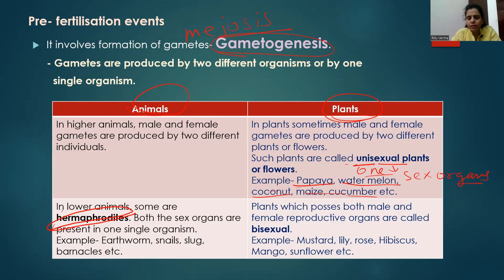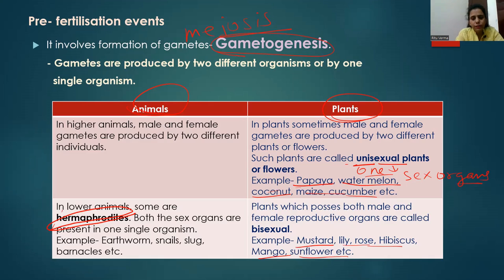There are other examples also. Unisexual plants produce only one type of gamete, and that depends on the type of reproductive organ present in them. The plants which have both male and female reproductive organs are known as bisexual plants or bisexual flowers, and they produce both male gamete as well as female gamete. Examples of bisexual plants are mustard, lily, rose, hibiscus, mango, sunflower, etc.